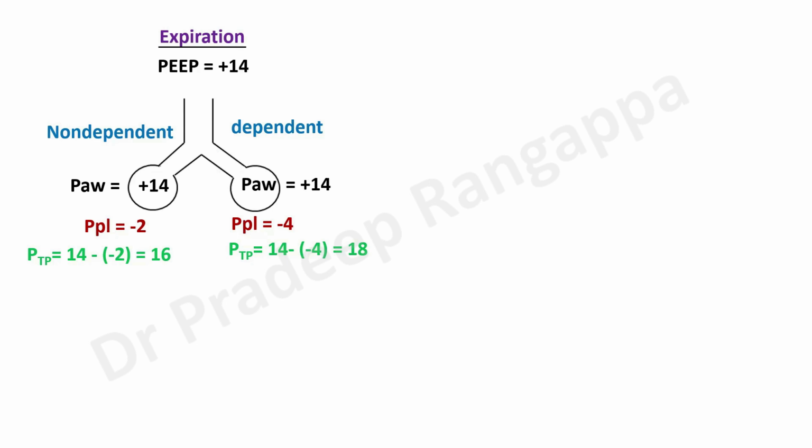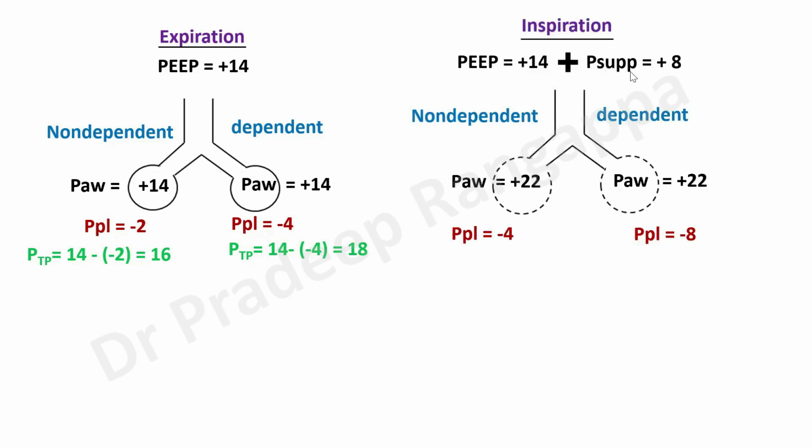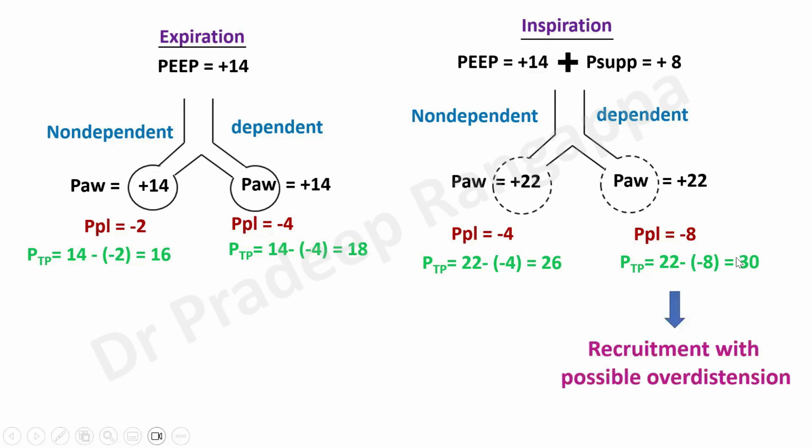But then what he does, the clever registrar again has put pressure support of 8. So what happens? Your transpulmonary pressure is 26 on inspiration. On the recruitable lung, it became 30. So is this desirable? So you see all the four alveoli are open. During inspiration it's open, during expiration as well. But here there is a little bit of a high transpulmonary pressure, because plateau pressure has to be less than 30. It's gone up to 30 here. So he has recruited well, but with possible overdistension.